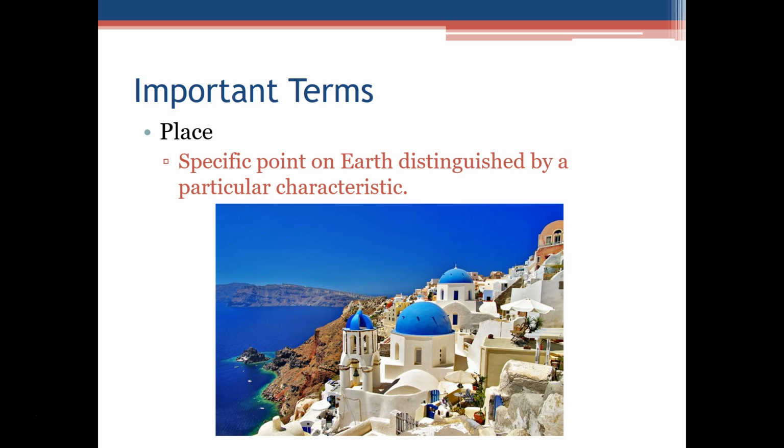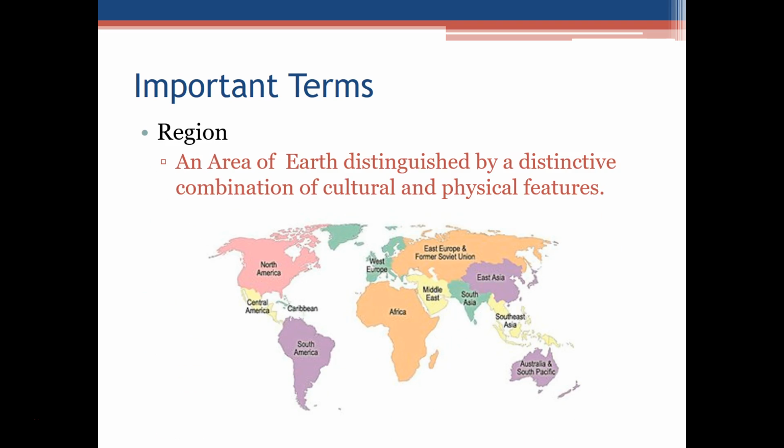This is Ia village on the island of Santorini in Greece. So really cool looking place, very unique. Next term, region. A region is if you have a lot of places together, and then the collection of those are a region. So definitely an area of Earth distinguished by different characteristics. So a lot of places together that are the same.